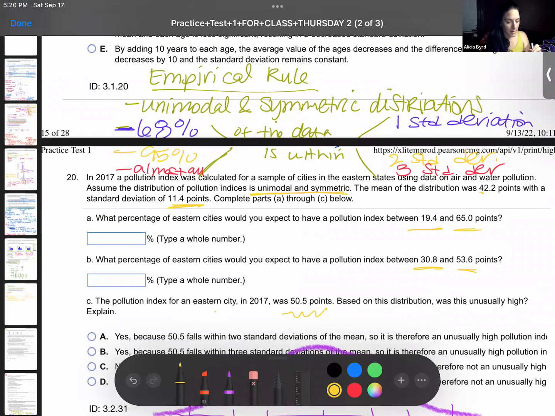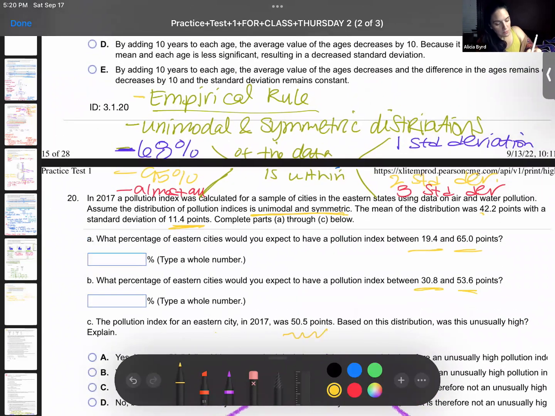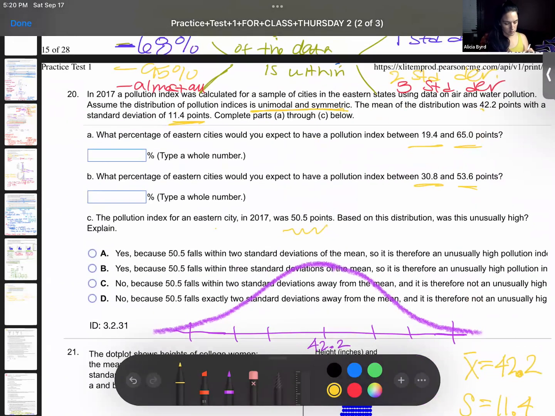So the first thing that went in my head: empirical rule. So that's what we're going to use. I wrote it up here to help you remember. First thing, the empirical rule can only be used when something is unimodal and symmetric. Basically, you need a bell curve like what I drew in purple below. So this lovely thing down here.